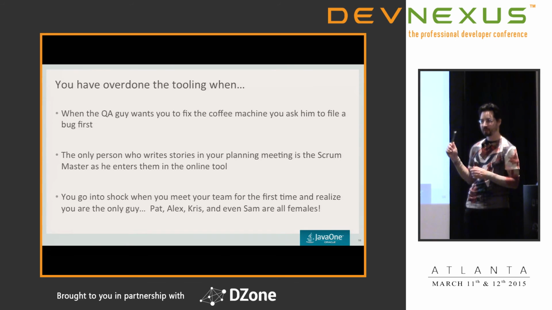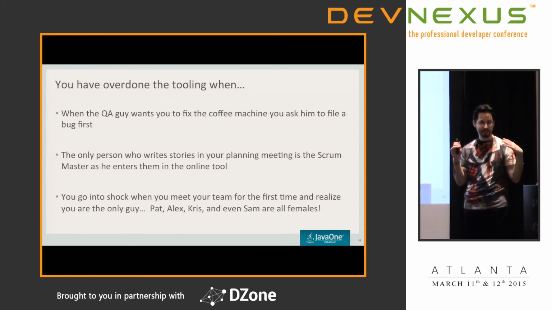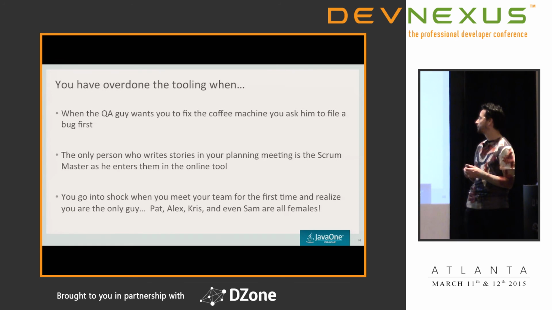Okay, so before you can fix the coffee machine, he wants you to file a bug first. So I've run into lots of QA groups where basically they won't even talk to you. They won't even have a conversation before it's entered into a tool. And that itself is a problem. The only person who writes stories in your planning meeting is the Scrum Master, because he's sitting in front of the computer and typing it into the online tool as you're doing the meeting. And that's a really bad anti-pattern as well, which I'm guilty of.